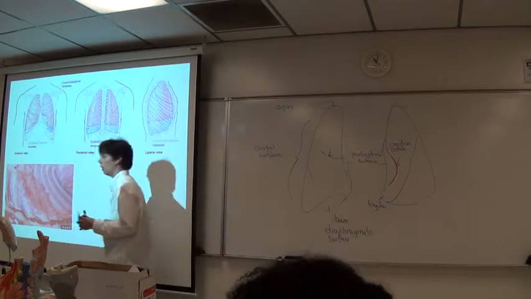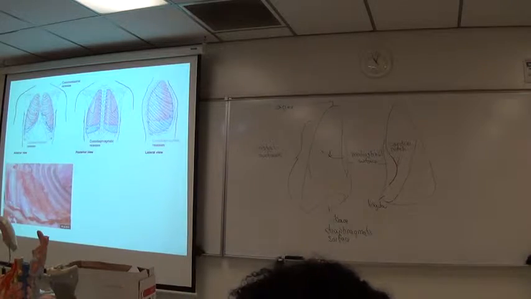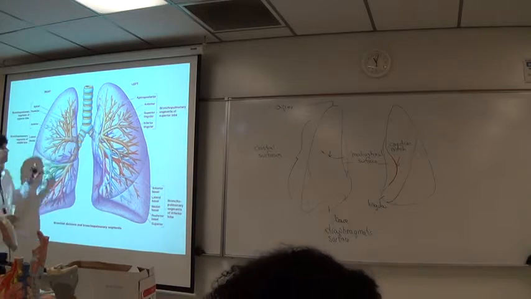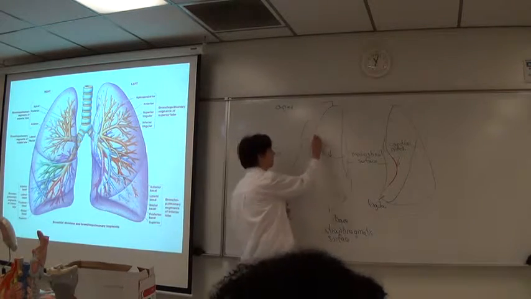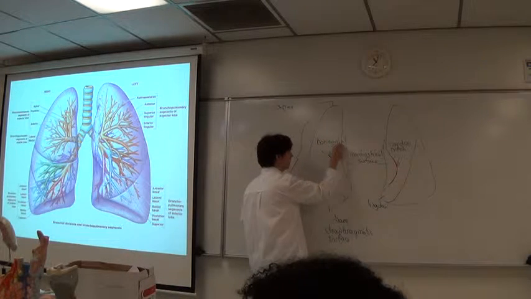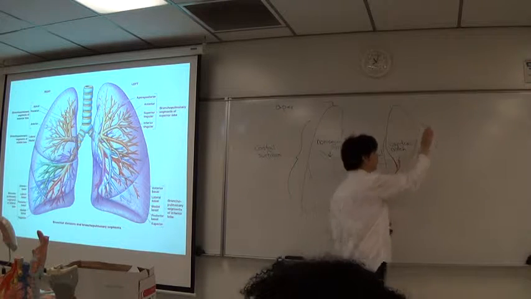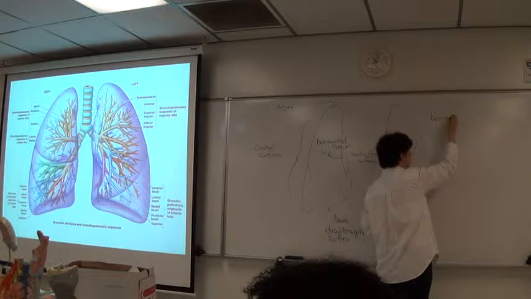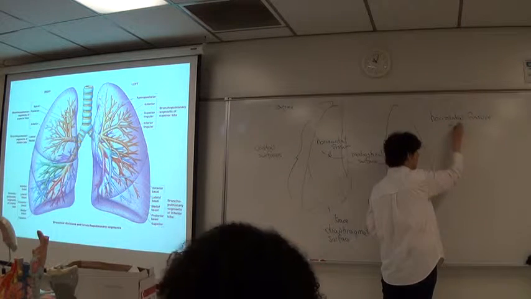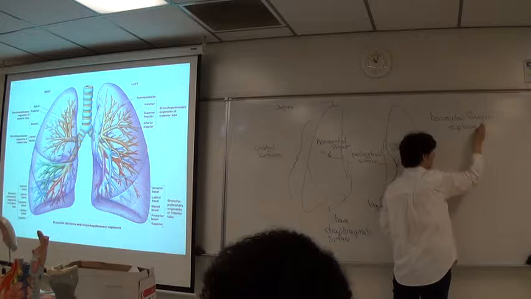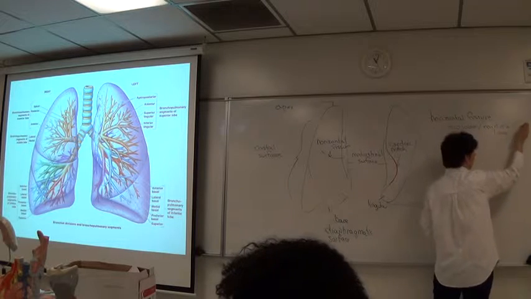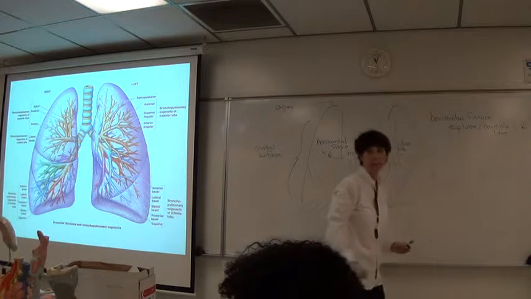So on the right side only, we have a horizontal fissure. You see right here. The horizontal fissure is going to separate the superior lobe from the middle lobe. And obviously only on the right side. We don't have a middle lobe on the left side.